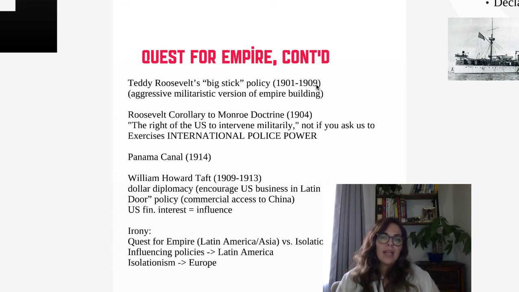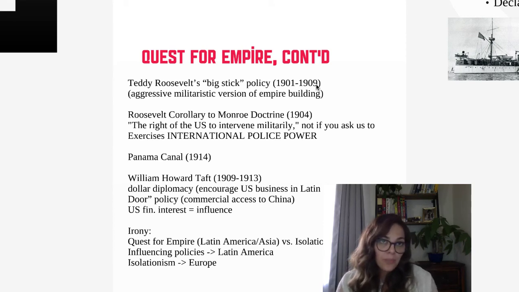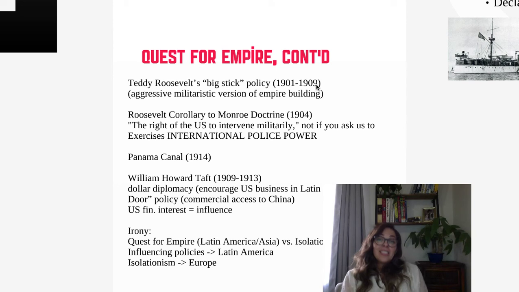With the Panama Canal, Teddy Roosevelt tried to get the Colombians to give them access to it and let the U.S. build it, but Colombia said no. Basically, they have no interest in helping the United States at all. So, this is where the big stick comes in, right?